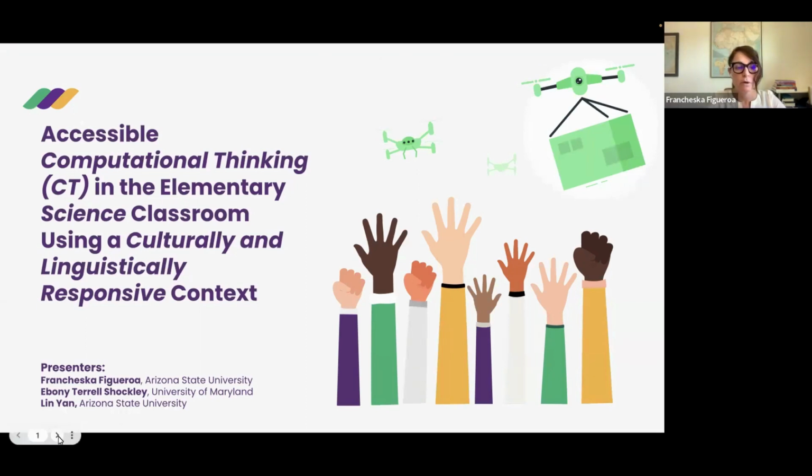My name is Francheska Figueroa, and I am with Arizona State University. I am going to share with you a bit about a research grant that I have been privileged to be a part of. It's called Accessible Computational Thinking, CT, in the Elementary Science Classroom, using a culturally and linguistically responsive context. I am joined by two of my colleagues, Dr. Ebony Terrell Shockley, who is with the University of Maryland. She is a co-PI on the project, and Lynn Yan, who is also at Arizona State University, and she is a graduate assistant and PhD student.